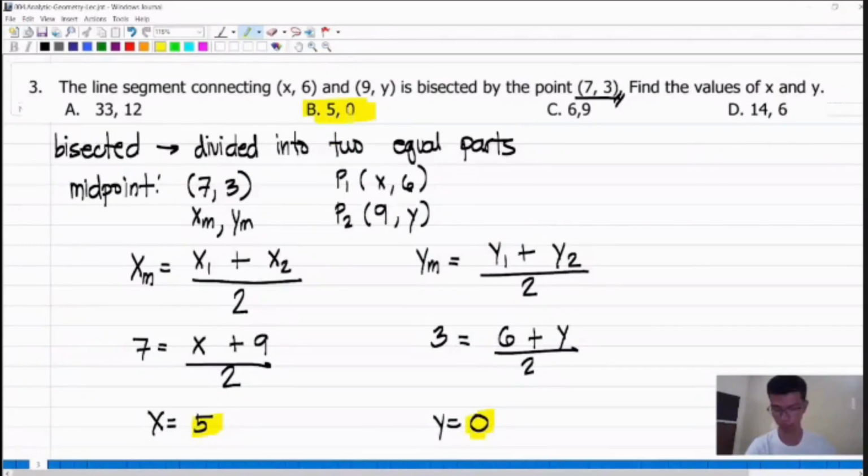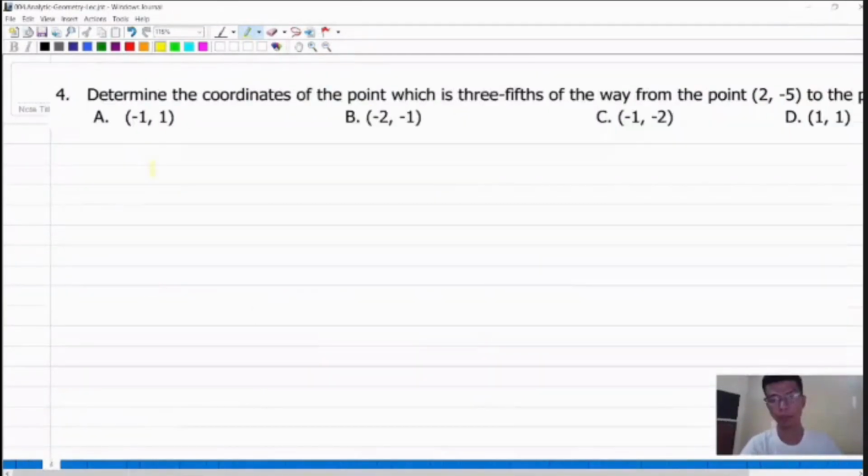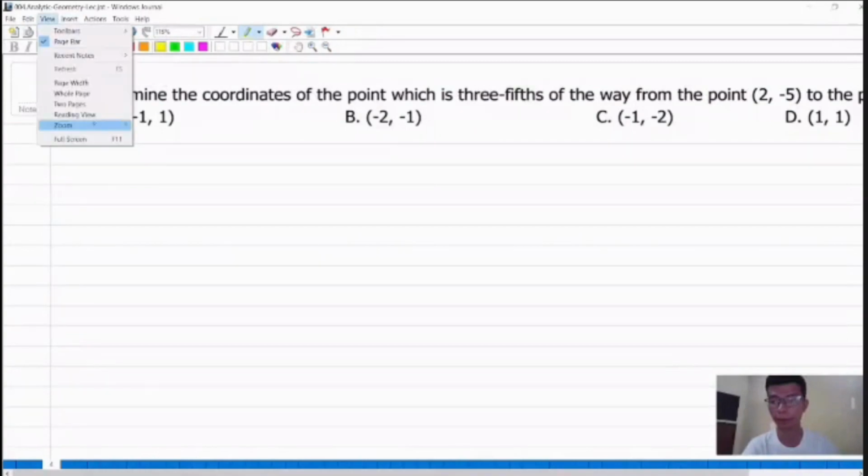Number 4. Determine the coordinates of the point which is 3/5 of the way from (2, -5) to the point (-3, 5). I-plot muna natin yung dalawang points.